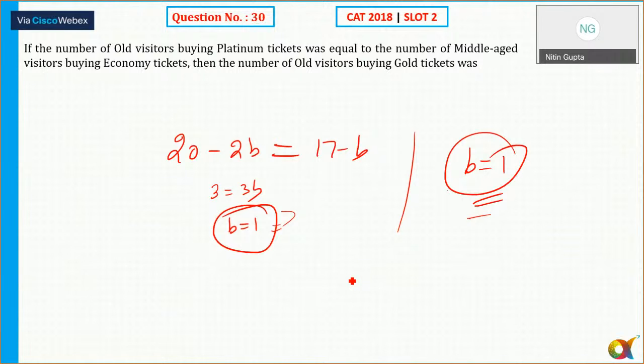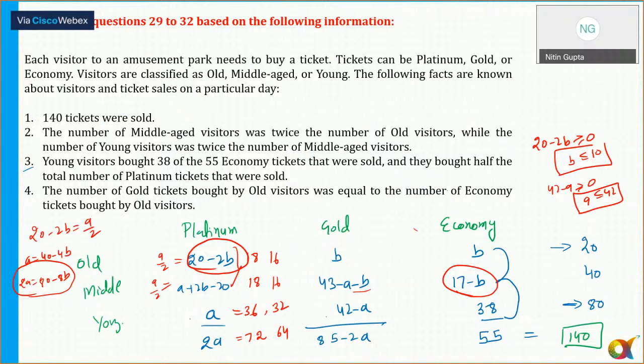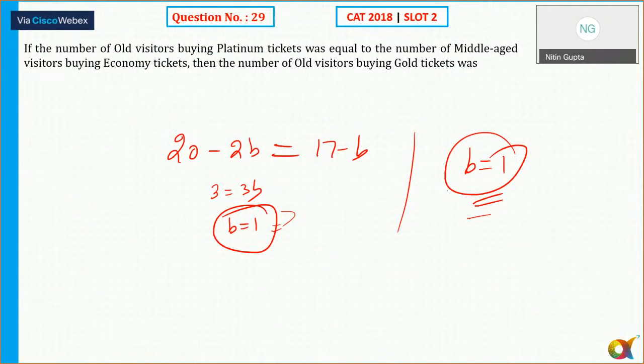If the number of old visitors buying platinum tickets, that is 20 minus 2B, was equal to the number of middle aged visitors buying platinum tickets... Just a minute, guys. I can't see the chat. We're getting B equal to 3. No, now we cannot use the data of the previous question. Our question number 30 is different from 29.